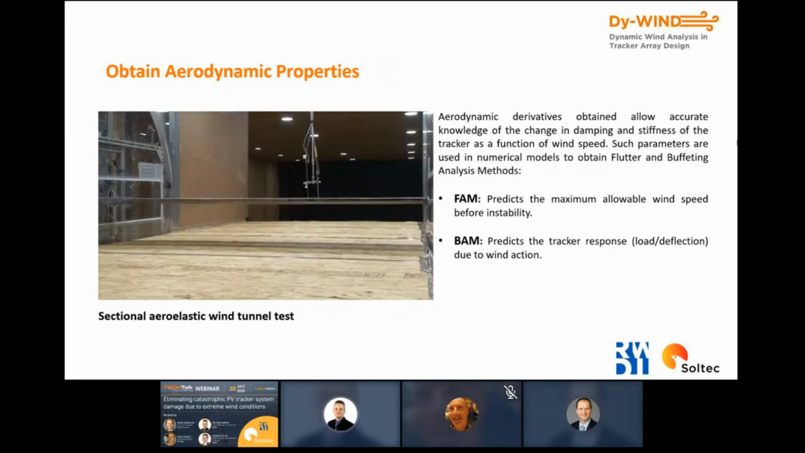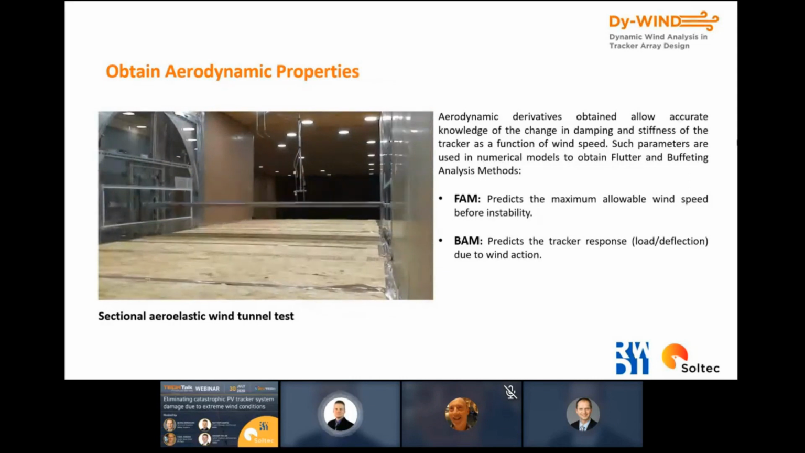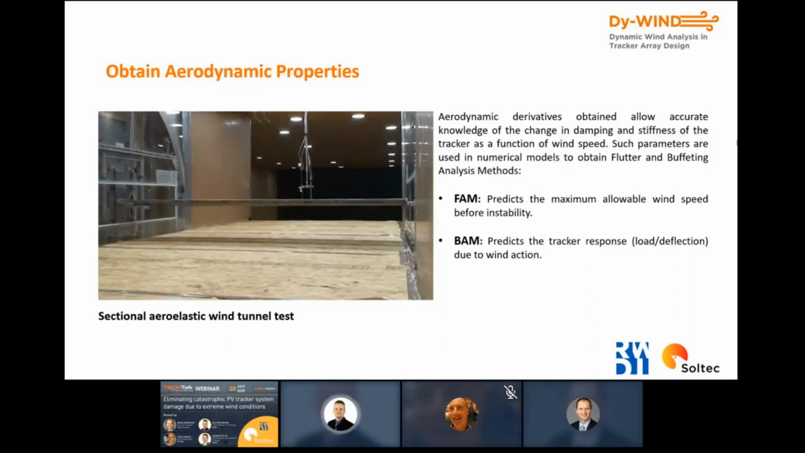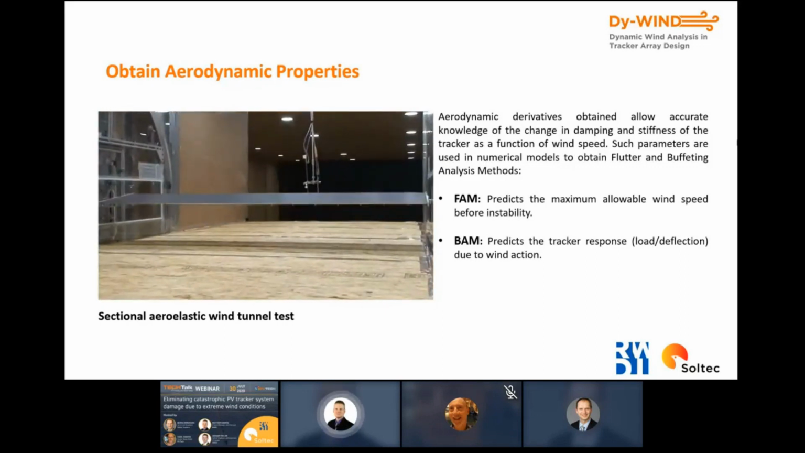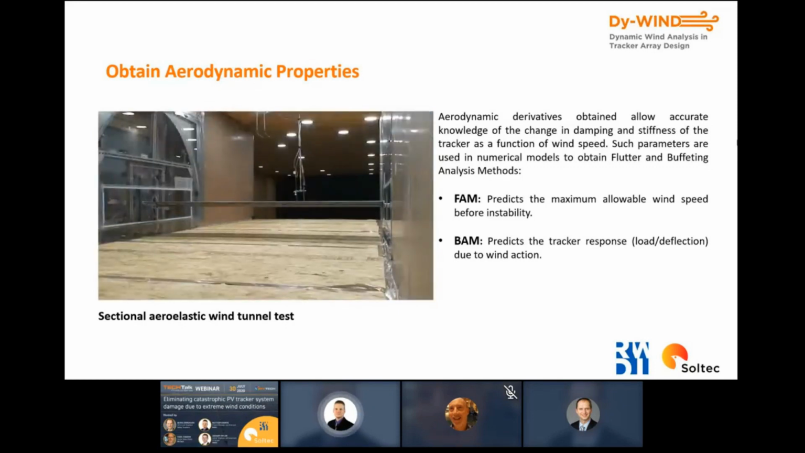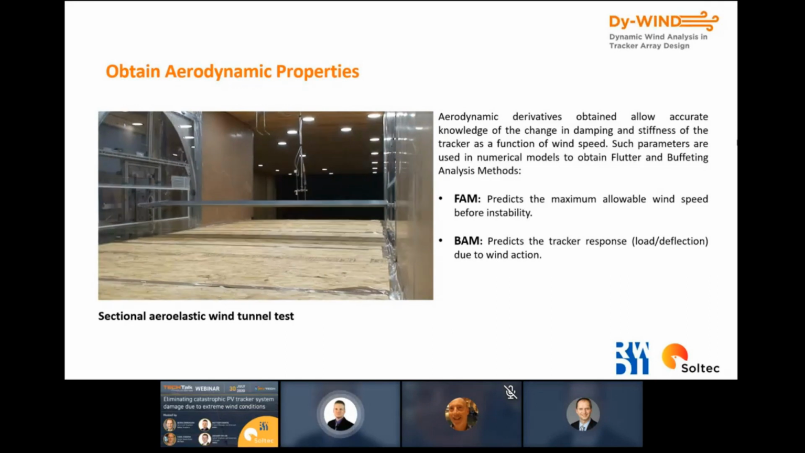And there's really one key piece of information that we extract from this type of test, and we call those aerodynamic derivatives. And these derivatives describe how the total damping and the total stiffness of the system changes with wind speed. And due to the aerodynamics, damping can either increase or decrease, and stiffness, represented by the natural frequency, can also increase and decrease. And these derivatives provide one of the key inputs, along with the pressure data, into two numerical methods.